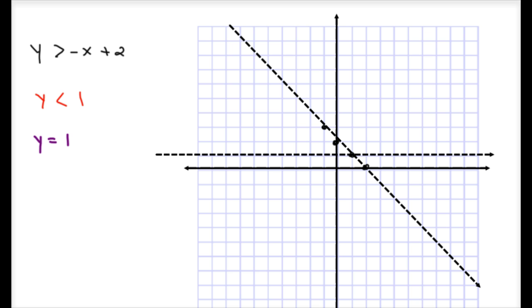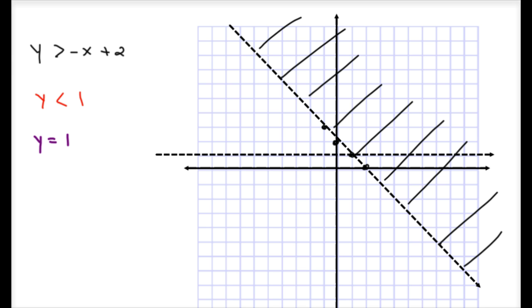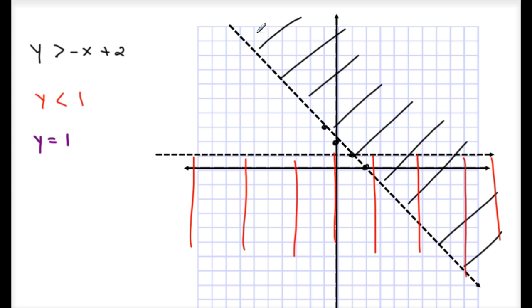So if I'm greater than negative x plus 2, find my y-intercept. I'm going to go greater. Greater will be above that line. The y is less than 1. Less than 1 would be below this line. And my region of intersection will be in this region.